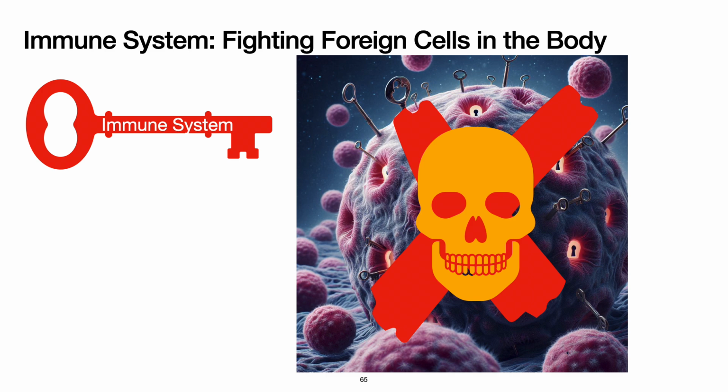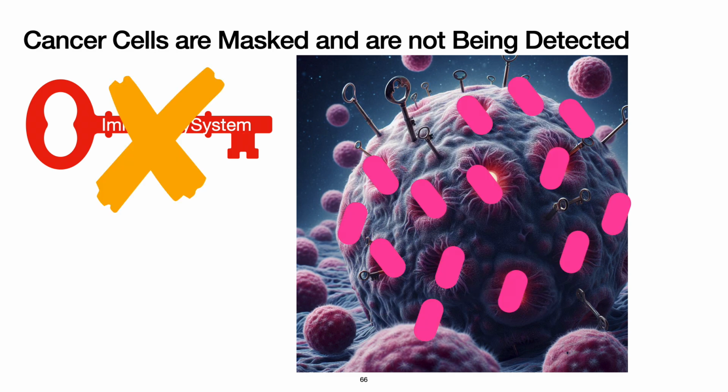But some cancer cells are actually masking themselves, and they are not detected anymore. So if you put something in each of the locks on the surface of the cell, the key of the immune system doesn't work anymore.